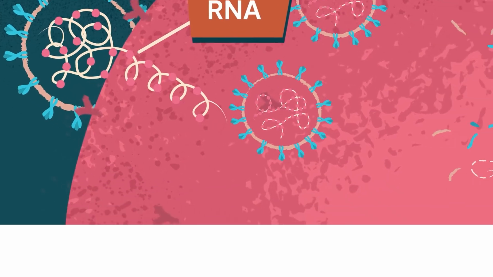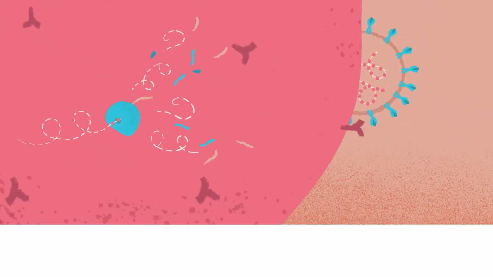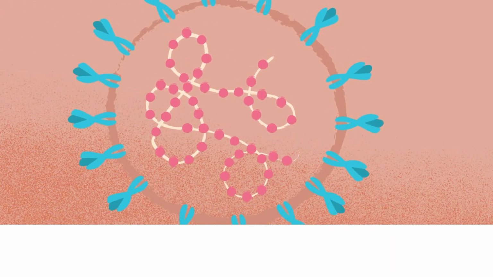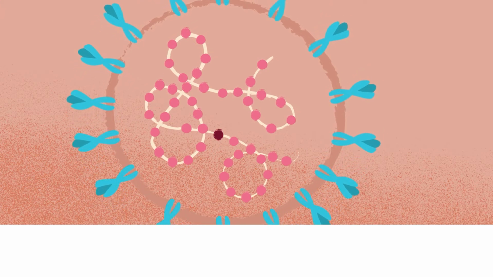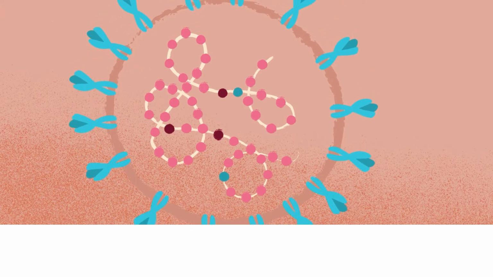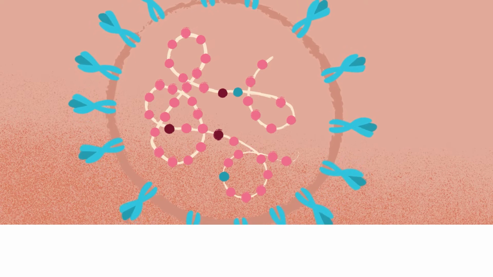Whenever the RNA is copied, there's a chance that a small change could occur. This is called a mutation. Mutations can be an alteration to the genetic sequence or the deletion of a tiny part of it.